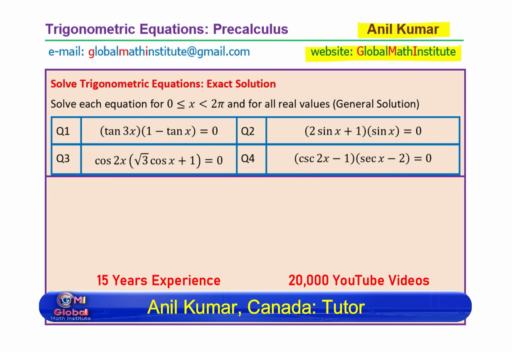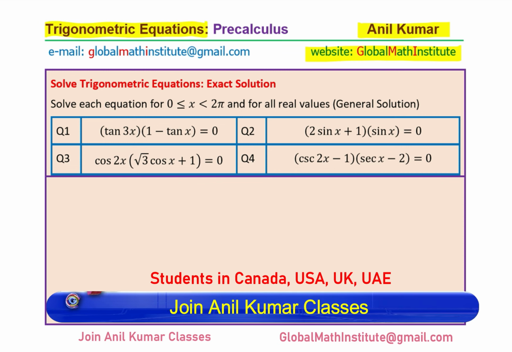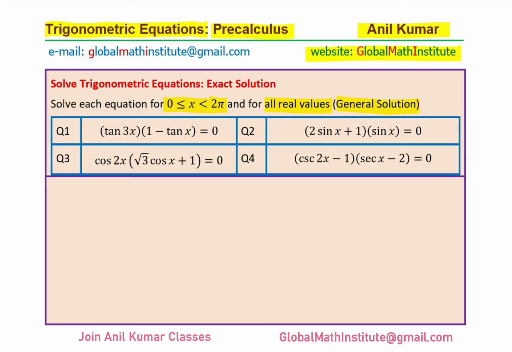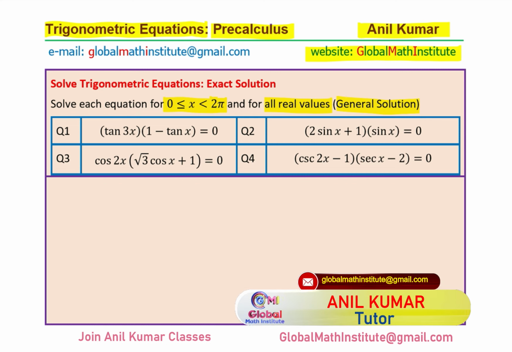In this video, we'll solve trigonometric equations where the domain is defined for us. It is a very important part of PreCalculus. The question here is, solve each equation for x between 0 to 2 pi, where 0 is included and 2 pi is not included, and for all real values, that means the general solution. So what you're going to learn here is to find the solution within a defined domain and also to find the general solution. Once you understand the general solution, you could write the solution of a trigonometric equation in any domain.